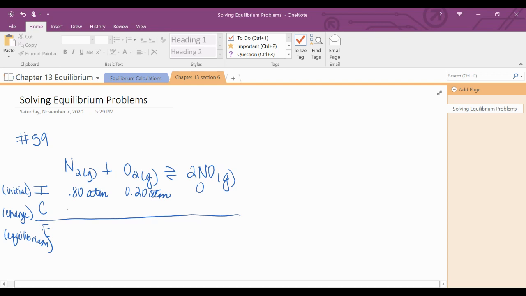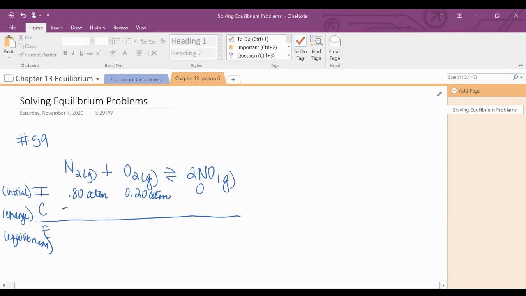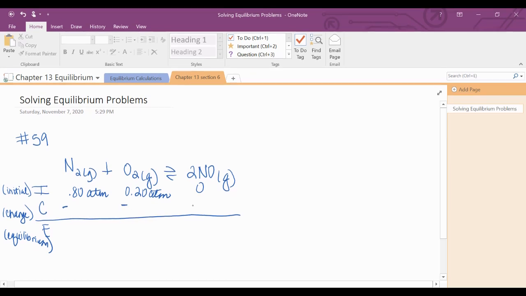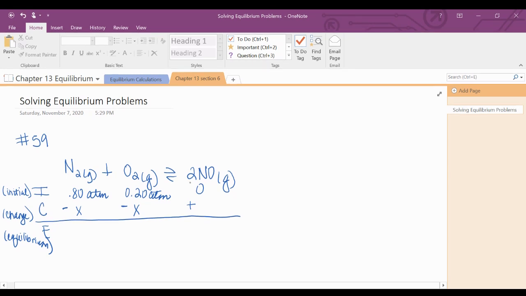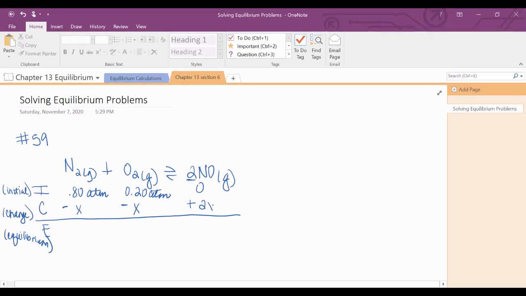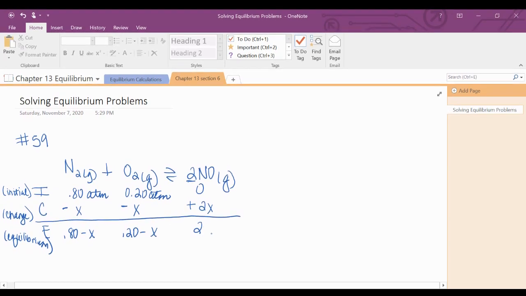So in equations, the change, you're going to use up reactants. So we're going to subtract from our reactants and we're going to make products, so we're going to add to the product side. And we're going to use X. Here, the coefficient for N2 is a 1, so this is X. The coefficient for O2 is a 1, so we're going to make this X. And the coefficient for NO is a 2, so we're going to make this 2X. So my equilibrium looks like this: 0.80 minus X, 0.20 minus X, and then 2X.